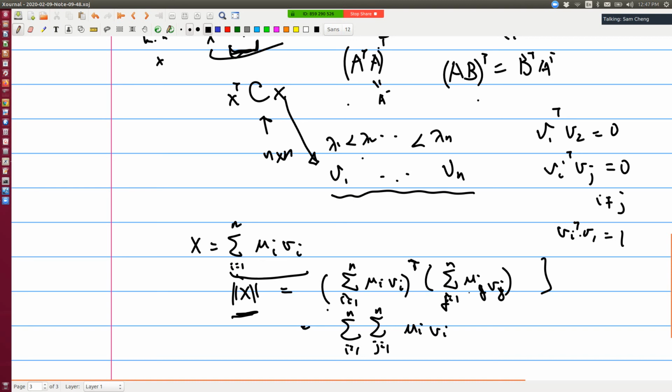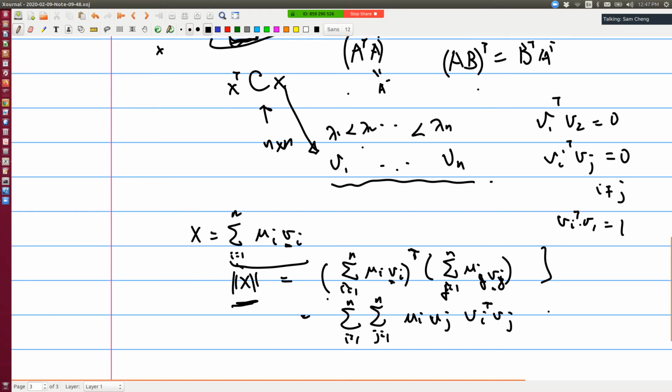So by the way, the mu's are scalars. Be careful, please don't be confused here. These v's are eigenvectors, so they're all column vectors, but mu here is a scalar. So we just need a combination of them. So this is a scalar, I can put it out here. I can put mu_i mu_j together, right? And then I have v_i transpose v_j, right?